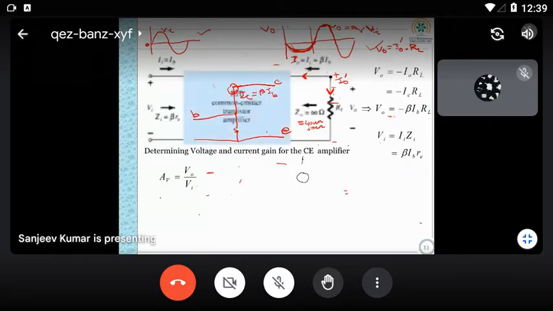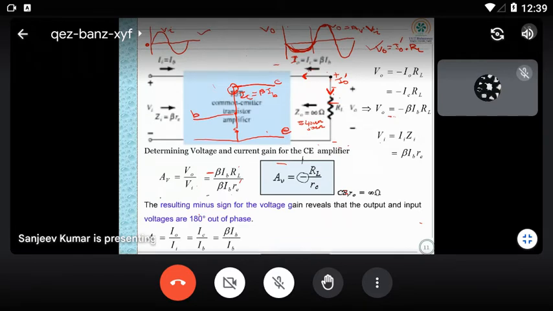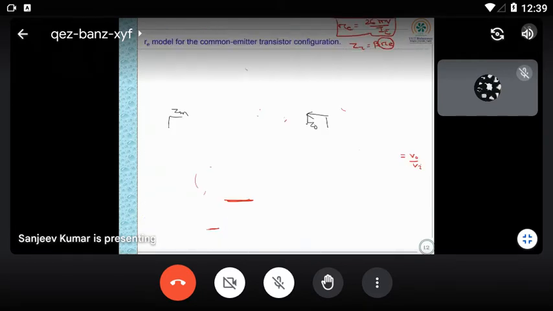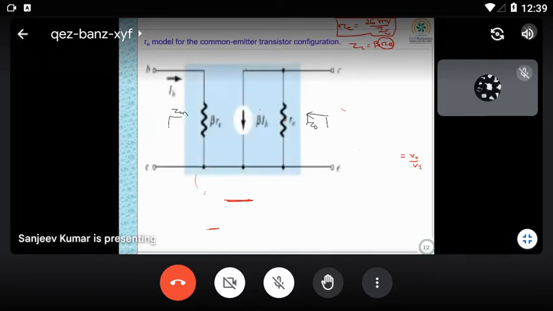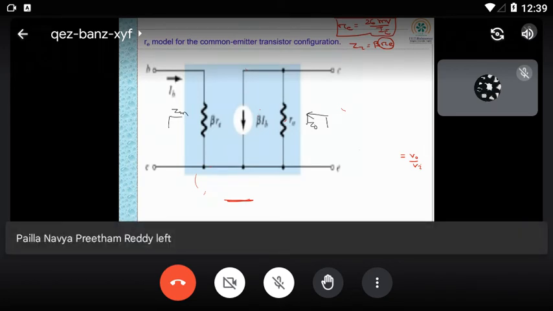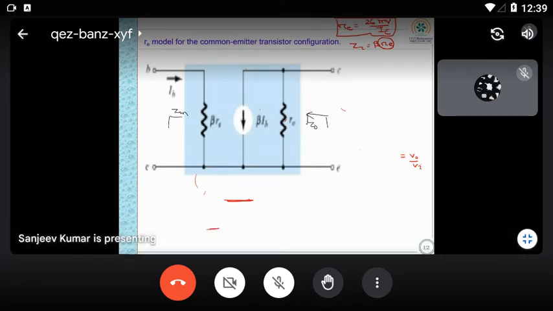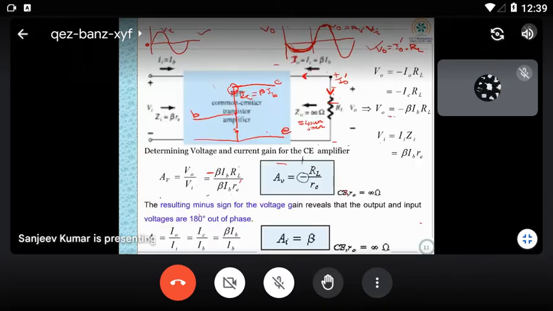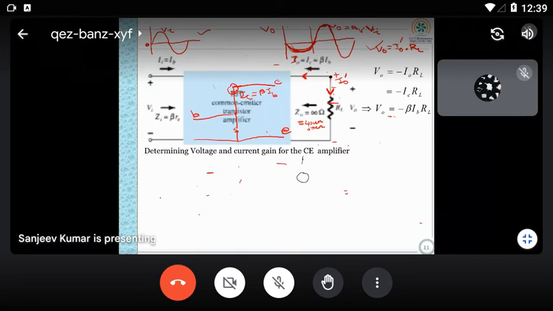Okay, so based upon this, it will be more clear to you. You can take one example. So here, the re model for common emitter transistor configuration. If you see the earlier circuit and this circuit, what is the difference? Anyone can tell me, or are both the same? Okay, I'm going to that point, and both are the same. How is it the same?